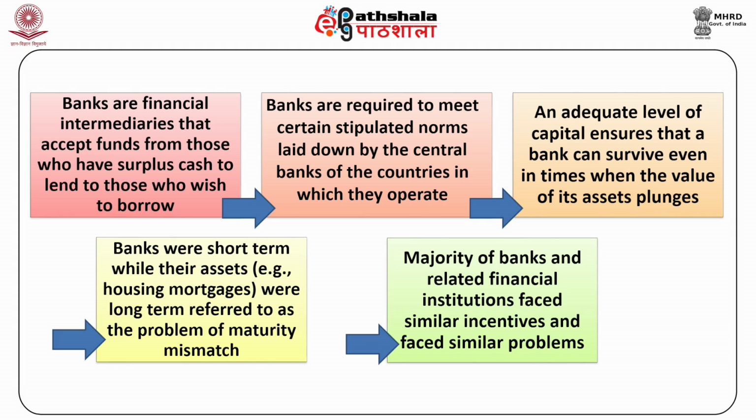Capital adequacy norms are measures that act as a safeguard against the risk of bankruptcy. During the crisis, it was found that the banks actually had inadequate capital reserves. Also, the liabilities, for example, deposits of banks, were short term while their assets, for example, housing mortgages, were long term. This is commonly referred to as the problem of maturity mismatch.